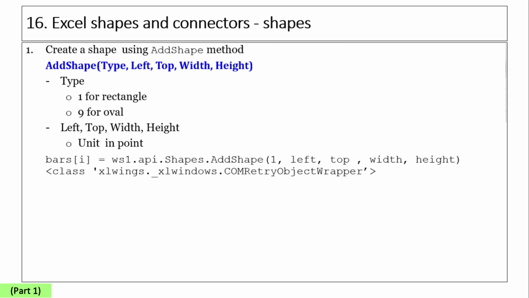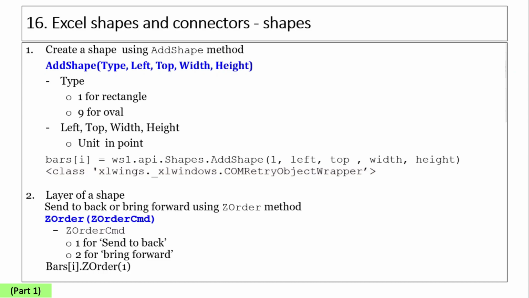A schedule bar is created by using the addShape method for a rectangle of type 1. Position is set by setting the left and top position of the rectangle in points as the unit on the Excel worksheet. Left is the start date and top represents the row of the activity. Width is decided to cover the activity's period. The type of the shape is class xlwings._xlwindows.COMRetryObjectWrapper.